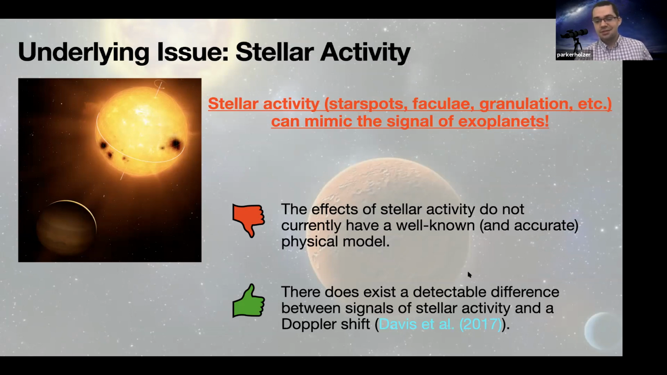Fortunately, with this paper, Davis et al. 2017, they helped to show that there actually does exist a detectable difference between the signal of stellar activity and a Doppler shift. So that's good. It gives us a little bit of hope that we can find a way to disentangle these two. And this is basically one of the main sources of error that we need to figure out how to solve before we can really start discovering Earth-like exoplanets around Sun-like stars.